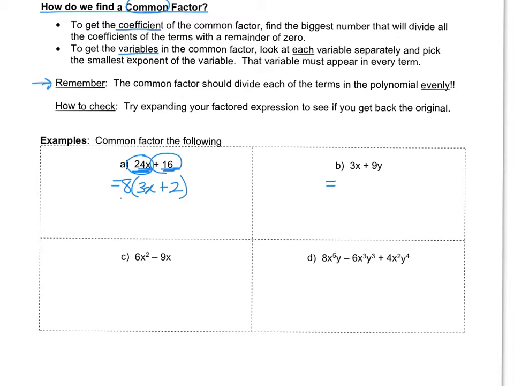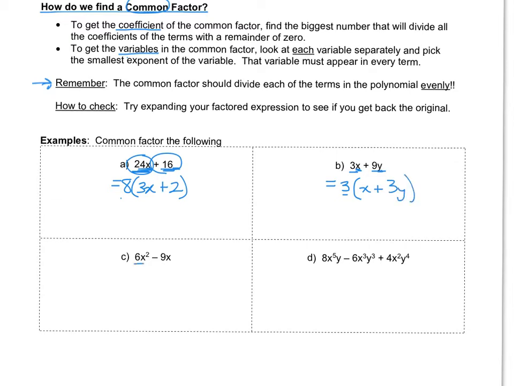All right, part B, I need the biggest number that can divide 3 and 9. The biggest number that can divide 3 and 9 evenly would be 3. The variables have nothing in common. One's an x, one's a y. So there's no variable part to this that's common. And then I'm going to take 3x divided by 3, and we get x. Plus 9y divided by 3, we get plus 3y.